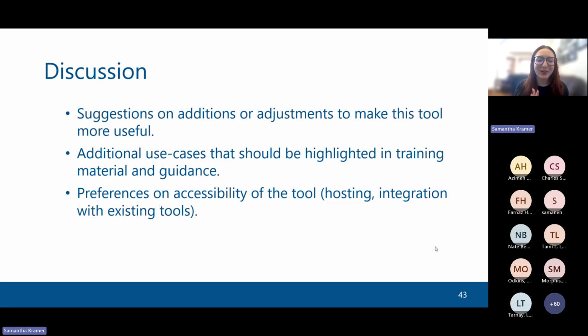What additional data or options or integrations do you think will make this more useful? Are there use cases that you see that I haven't accounted for here? Like exceptional events comes to mind for the air resource folks. And if there's any thoughts on the long-term accessibility of this tool, whether it be hosted individually as its own website or integrated with tools that you already visit on a daily basis, I leave the floor for you all to tell us if you have any thoughts.